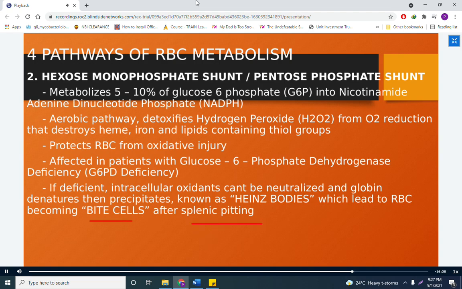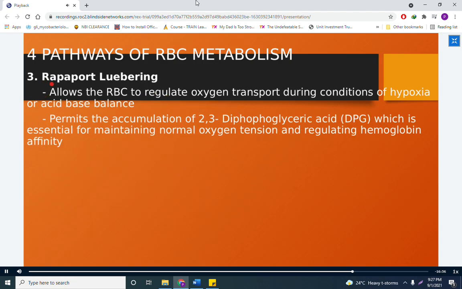Okay, let's go to your third, which is your Rapaport-Luebering pathway. It allows the RBC to regulate oxygen transport during conditions of hypoxia or acid-base balance. It permits the accumulation of 2,3-DPG, which is essential for maintaining normal oxygen tension and regulating hemoglobin affinity. So this Rapaport-Luebering pathway is more on hemoglobin, class.